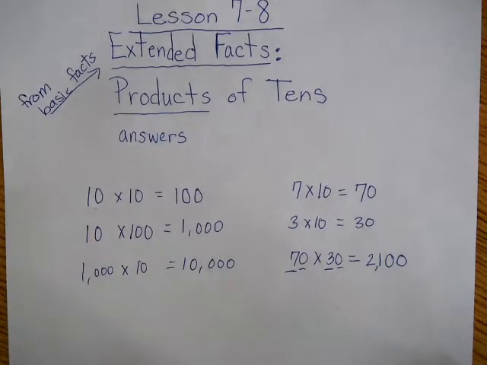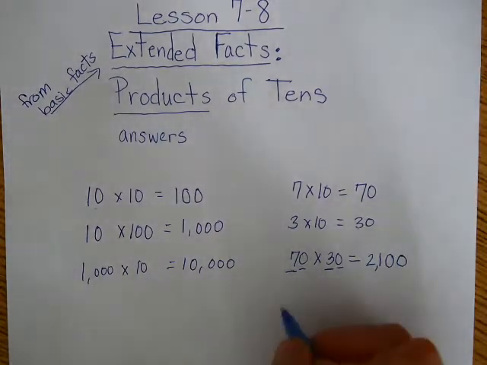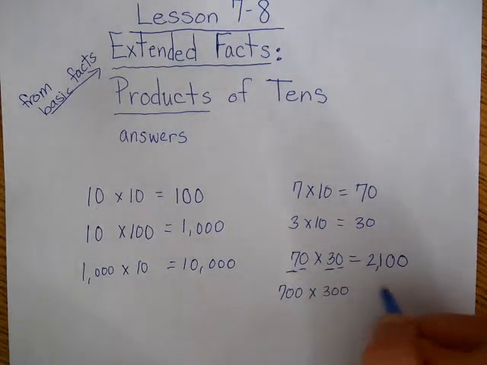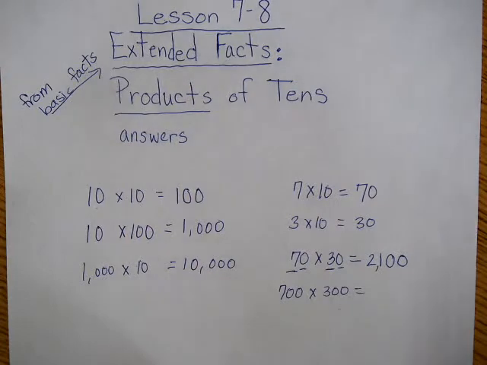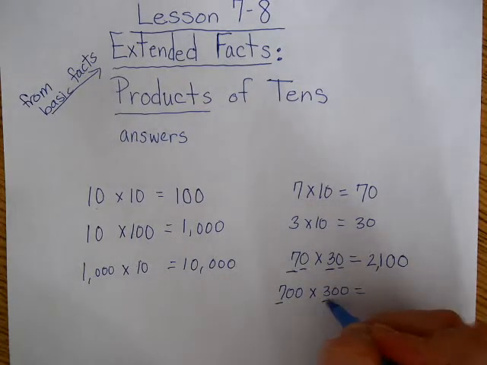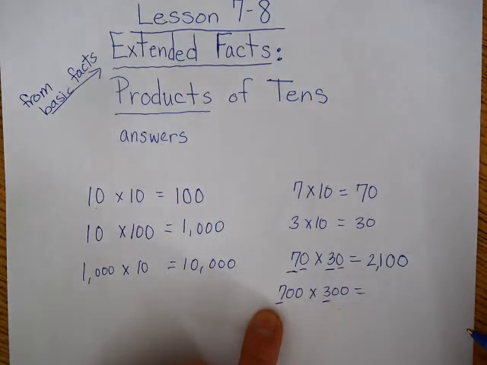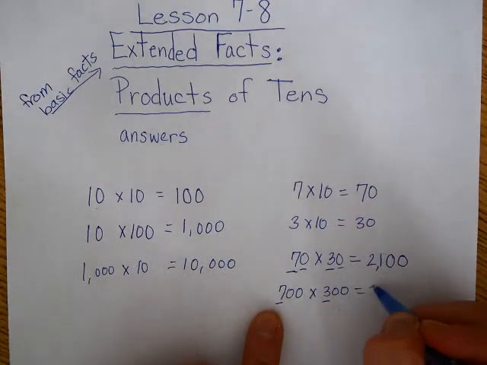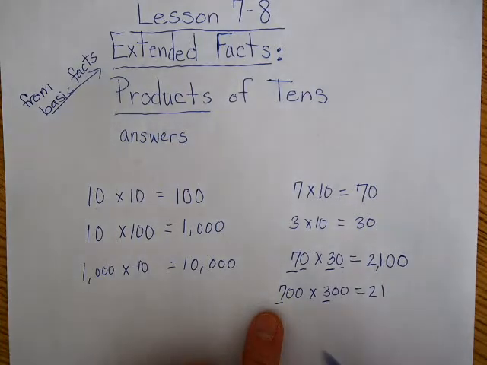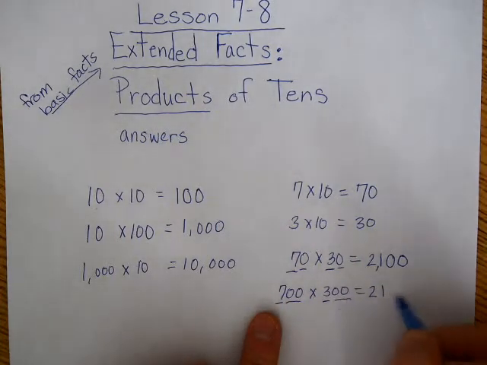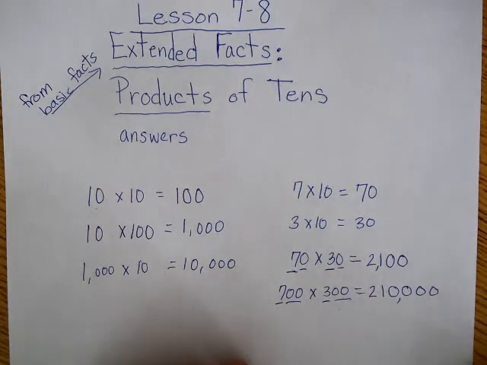And just to show another example of that, maybe I'm doing 700 times 300. Again, I use what I know. 7 times 3, and again, I'm underlining it to help me keep track. It can get confusing, especially if the numbers are a little bigger. 7 times 3 is 21. Then how many zeros? I have 1, 2, 3, 4 zeros, so I'm going to add those right on the end. And I'm going to end up with 210,000.